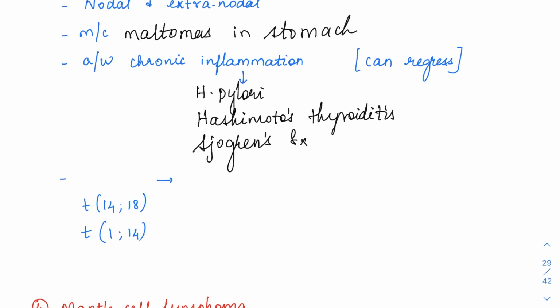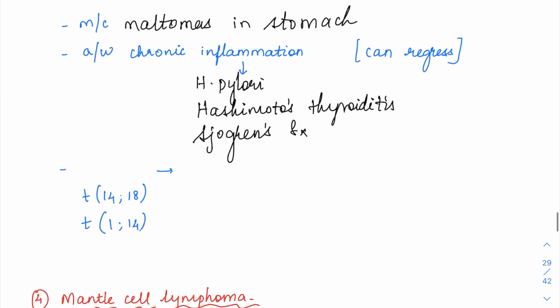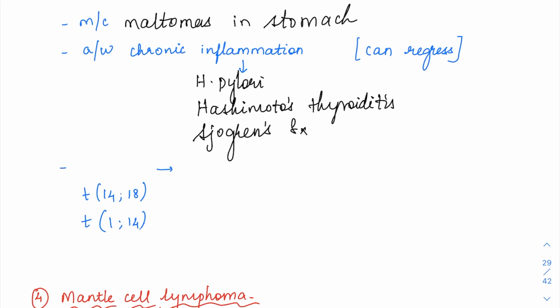So in thyroid, you can get marginal zone lymphoma. And in salivary gland or lacrimal gland as well, you can get a marginal zone lymphoma. Okay, so the best thing about this is, since it is associated with chronic inflammation, if you control the chronic inflammation to a certain point of time, this lymphoma can regress.